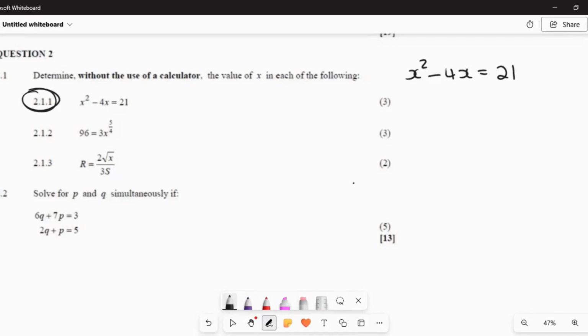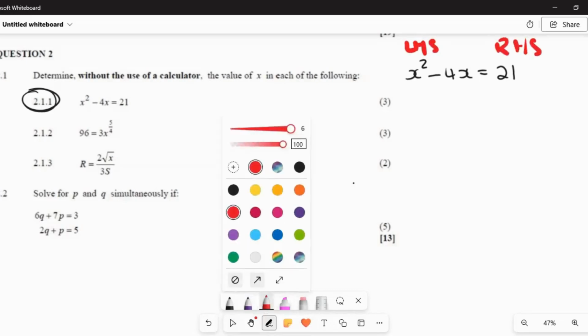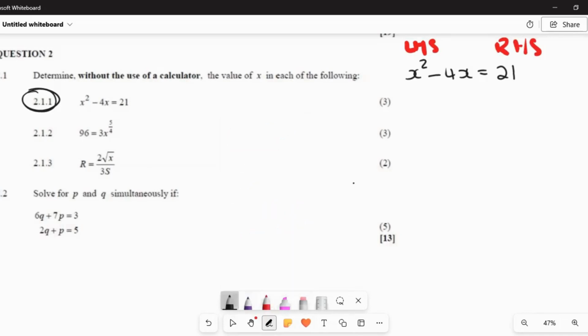In this case, because we have x squared, everything else should go onto the left-hand side. Remember, before the equal sign is the left-hand side, and after the equal sign is the right-hand side. So we need to take everything over to the left-hand side. We have x squared minus 4x, and then 21 going to the left-hand side becomes minus 21 is equal to 0.